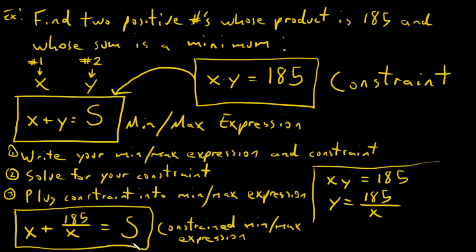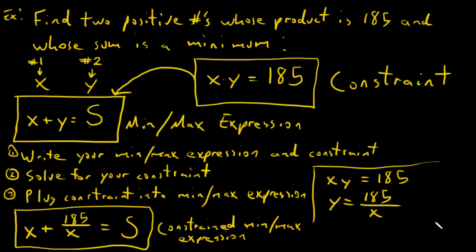That seems kind of odd. Where in the world did that come from? Well, the second number, y, is equal to 185 divided by the first number. y is equal to that. So this is still this expression, but now I've limited it. This expression has been constrained. When I try to solve for the minimum using this expression, I am including the constraint.